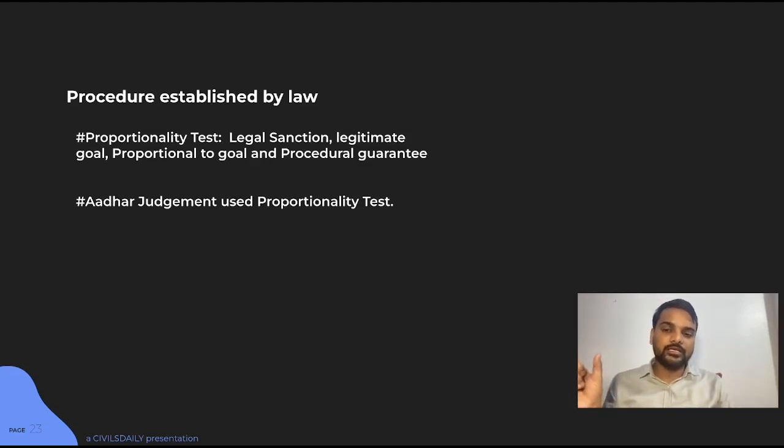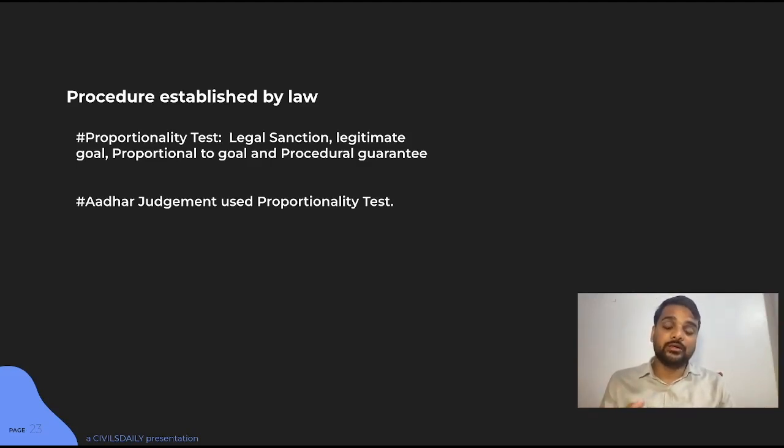So whether it should be there, or how much restriction can be there in the Act itself to seek the information. Whenever you are putting a restriction on a person's liberty, you are trying to limit their rights, then there is now a procedure established, that is the proportionality test.